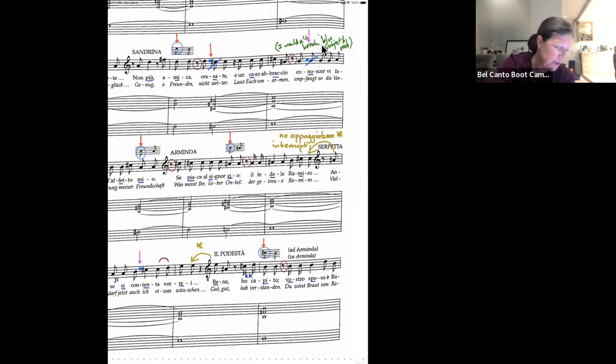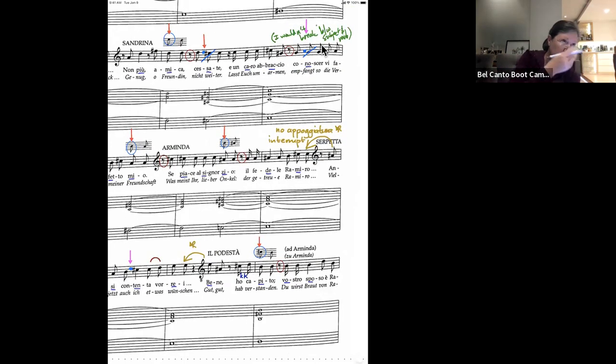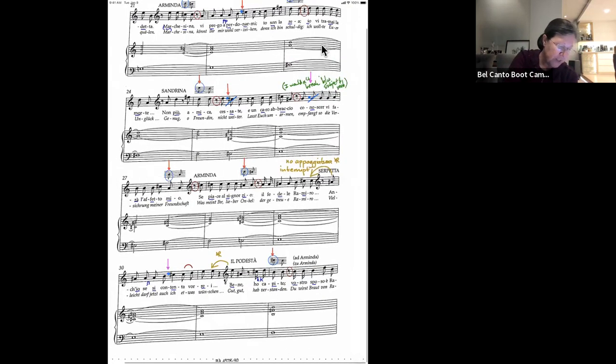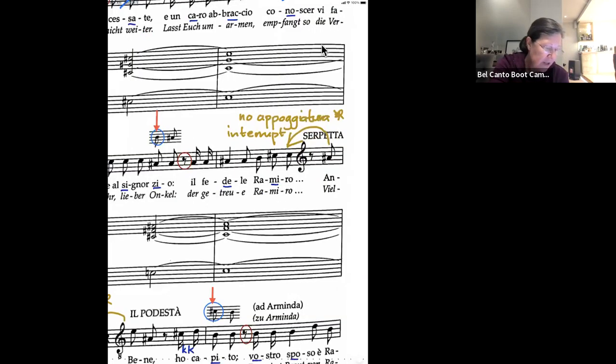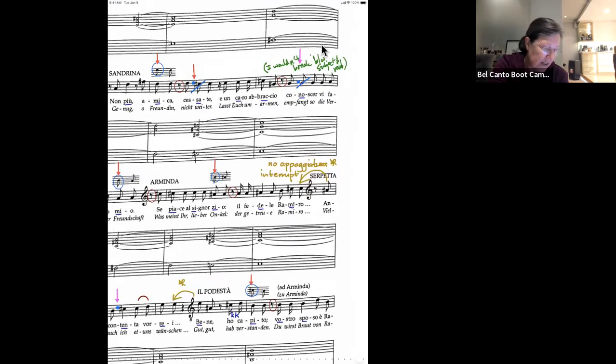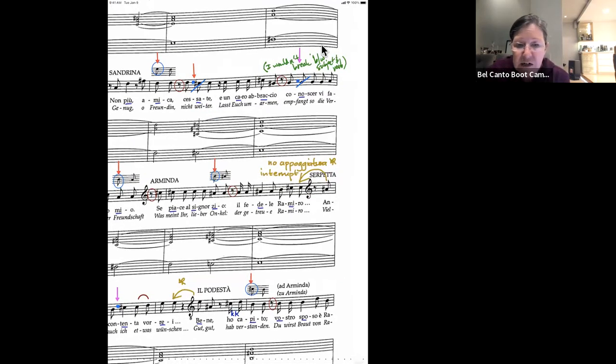Now, first think about where the poem is taking you. You remember our red circles, right? So you see that "il fedele Ramiro anch'io se si contenta" is one line in the poem. We know that because we didn't put a circle around Ramiro. You also see this ellipsis, and you see from your translation that "il fedele Ramiro" is just the beginning of a sentence. That's what is happening.